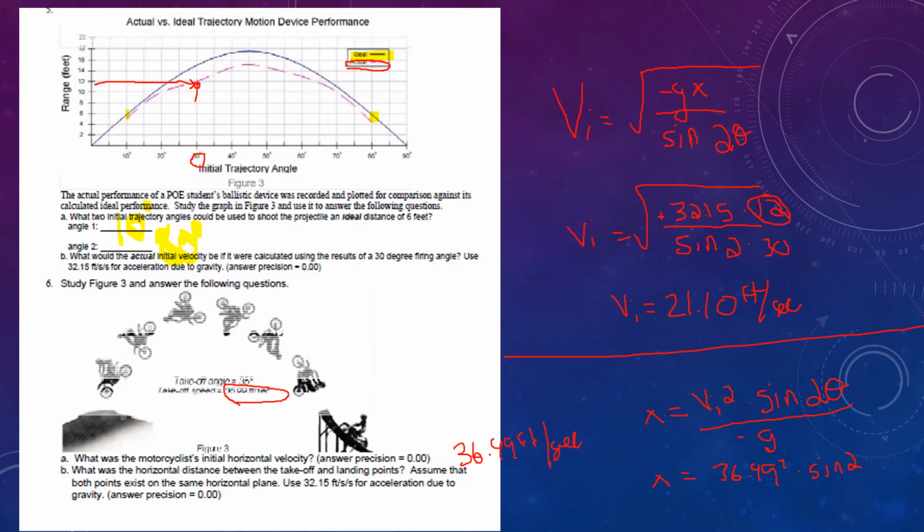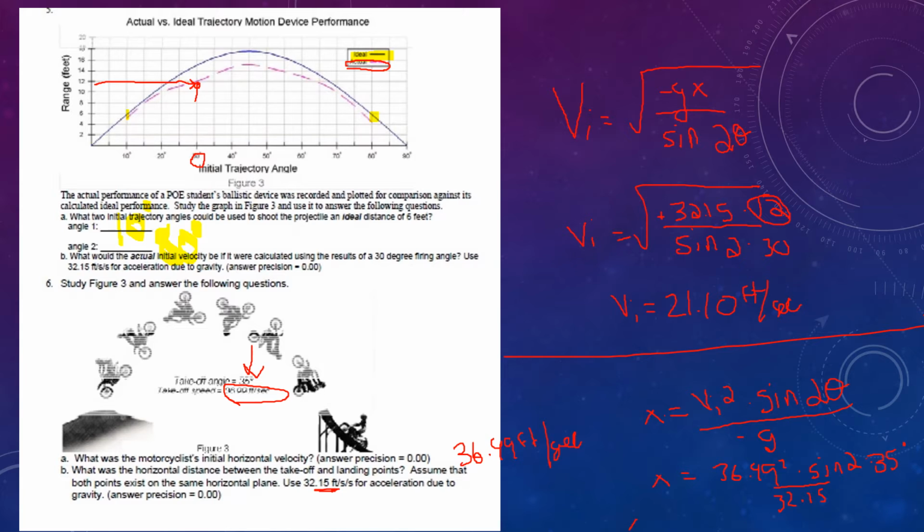Okay, so the sine of 2 theta, in this case we're going to use 35. It tells us right here our initial takeoff angle, so 35 degrees, and again that's all divided by 32.125, and that is given right here.